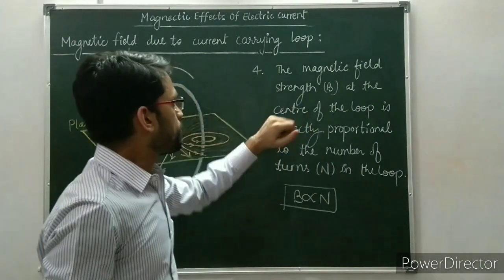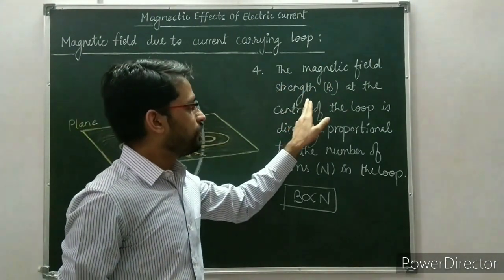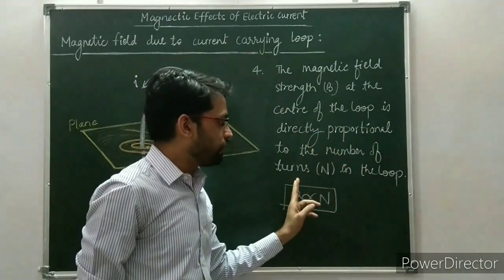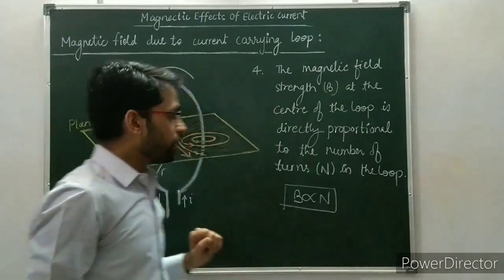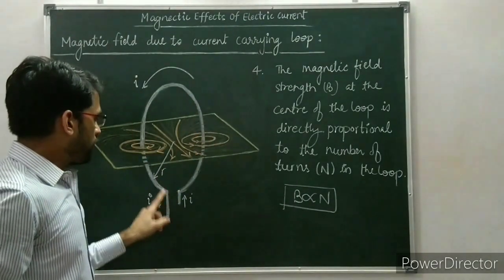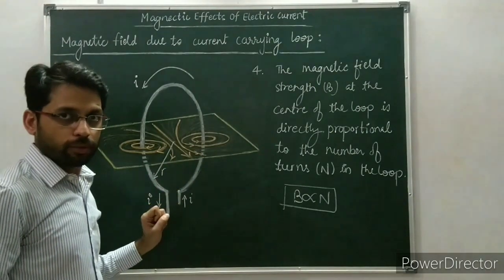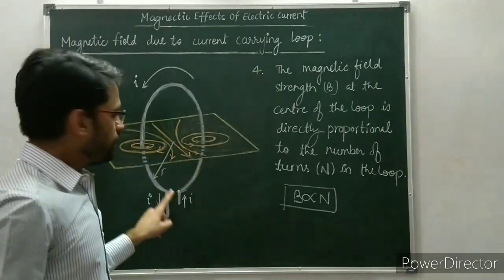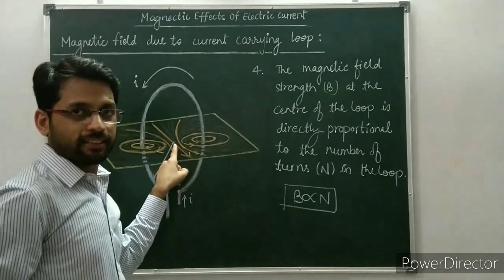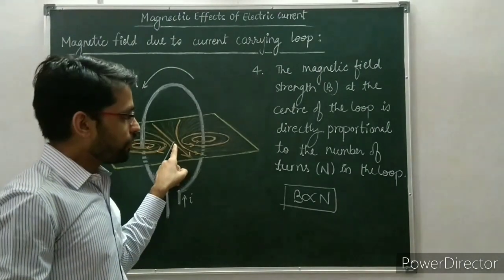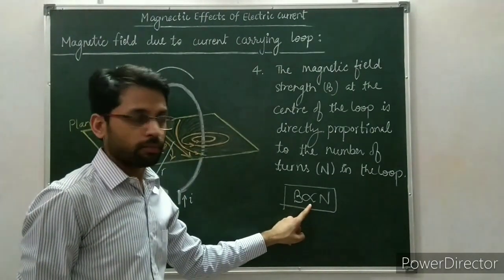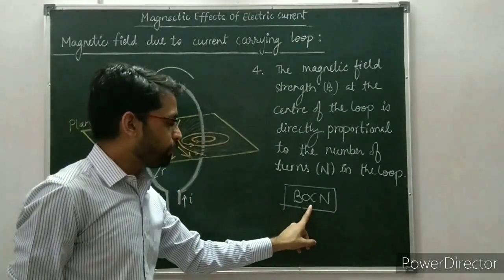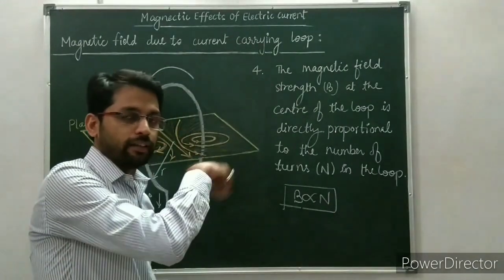The fourth point is, the magnetic field strength at the center of the loop is directly proportional to the number of turns in the loop. Here in the diagram we have only a single turn. When we increase the number of turns, then the magnetic field strength at the center increases, in direct proportion. So the magnetic field strength at the center of the loop is directly proportional to the number of turns in the loop.